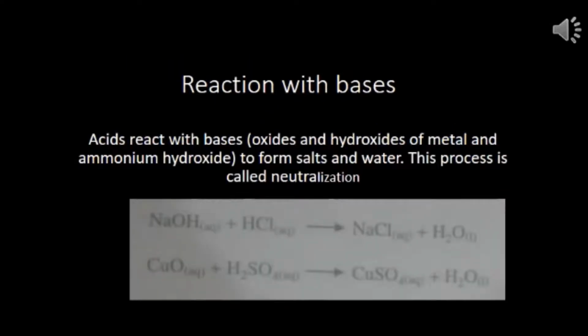Reaction with bases. As you know, whenever acids react with a base, that will produce a salt and water. And this whole process is called a neutralization reaction. So in this case, when acids react with bases, major bases are oxides and hydroxides of metals and ammonium hydroxide, that will form a salt and water. As you can see in this below reaction, sodium hydroxide when reacting with HCl, that is an acid, will produce a salt which is called a common salt, sodium chloride, along with water.